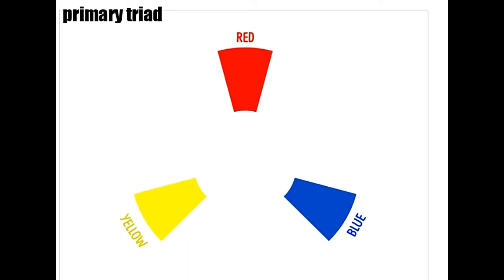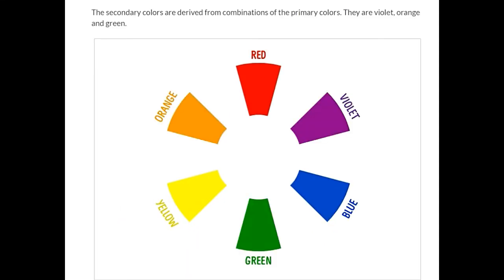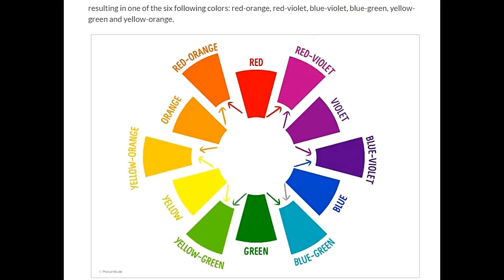This illustration here is called a triad. And here is an illustration for secondary colors. The orange, green, and violet are products of mixing the primaries. Here in these illustrations come the tertiary colors, which are yellow-orange, red-violet, blue-violet, blue-green, and yellow-green.